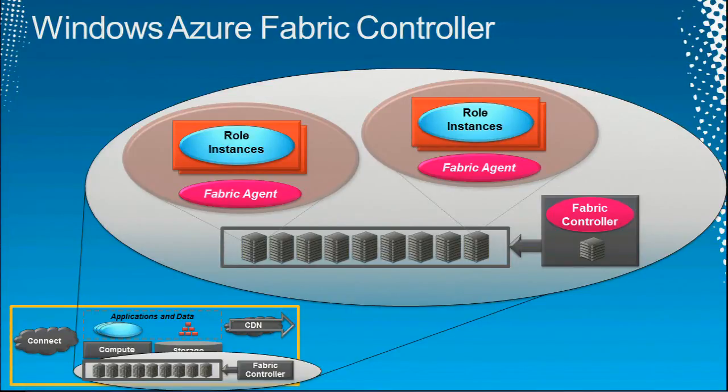Even better, the Fabric controller also does updates for you. It patches Windows on both underlying hardware and the VMs you're running in, for web and worker role, not for VM role. It patches Windows. And so what that means is your apps need not be taken down for patches to the system. Your apps can run forever.